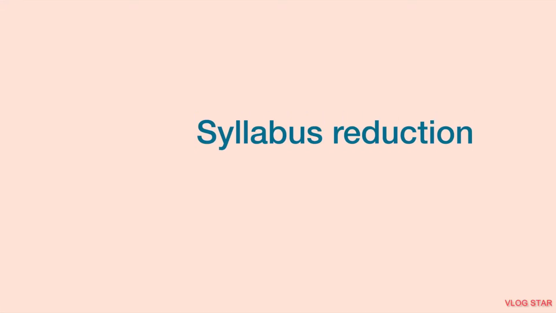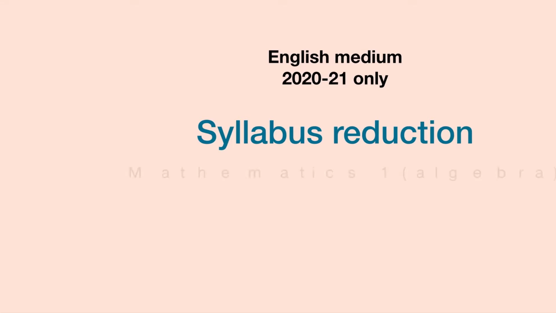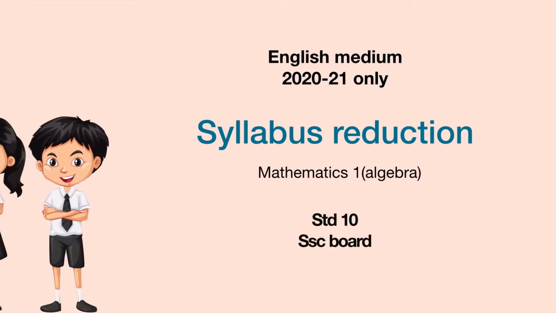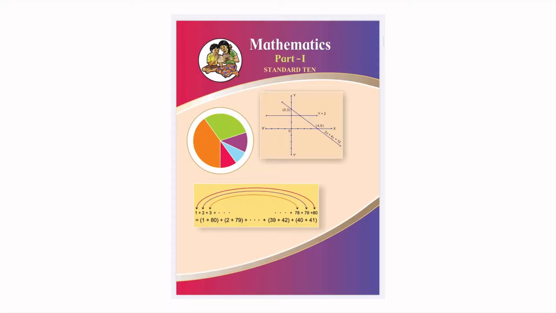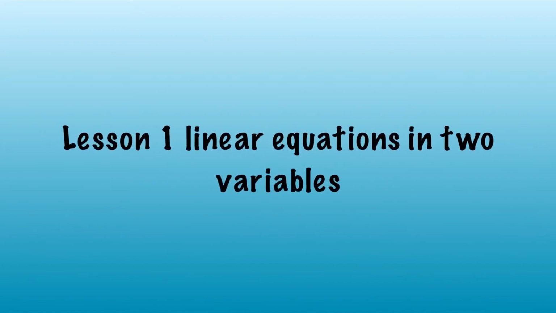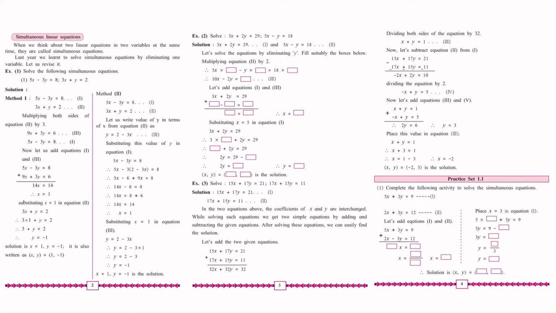This video lecture is for 10th standard SSC board students, and today we are going to talk about syllabus reduction of Mathematics 1, that is algebra, for 10th standard SSC board and English medium for 2021 year only. This syllabus is reduced. So this is your book, Maths 1 part 1 algebra. So lesson number 1, linear equation in two variables. From that, what is reduced we will see.